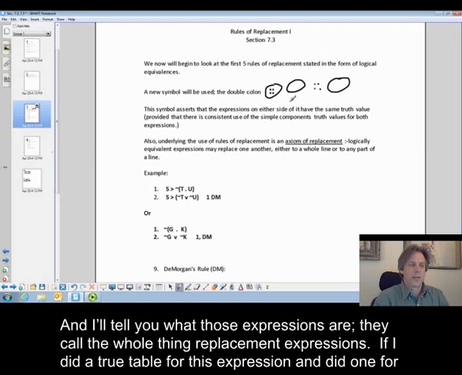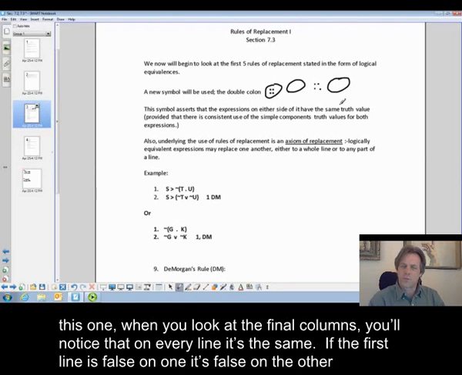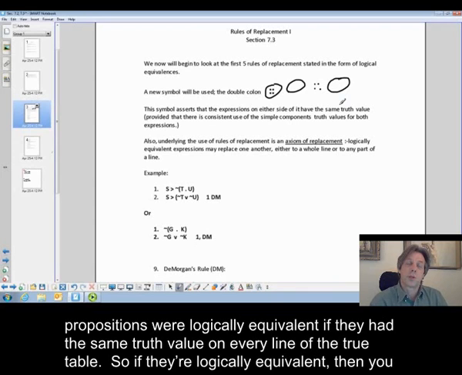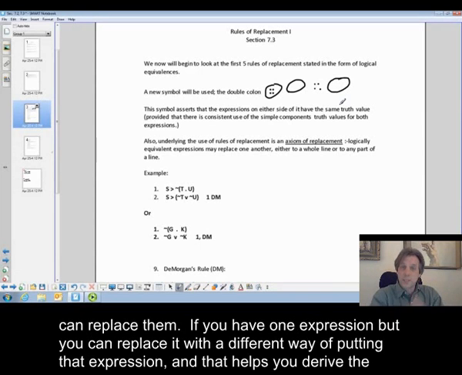If I did a truth table for this expression and did one for this one, when you look at the final columns, you'll notice that on every line it's the same. If the first line is false on one, it's false on the other expression. True, true in the other. Every line is the same. And if you go back to chapter 6, when you were comparing propositions, 2 propositions were logically equivalent if they had the same truth value on every line of the truth table. So if they're logically equivalent, then you can replace them.